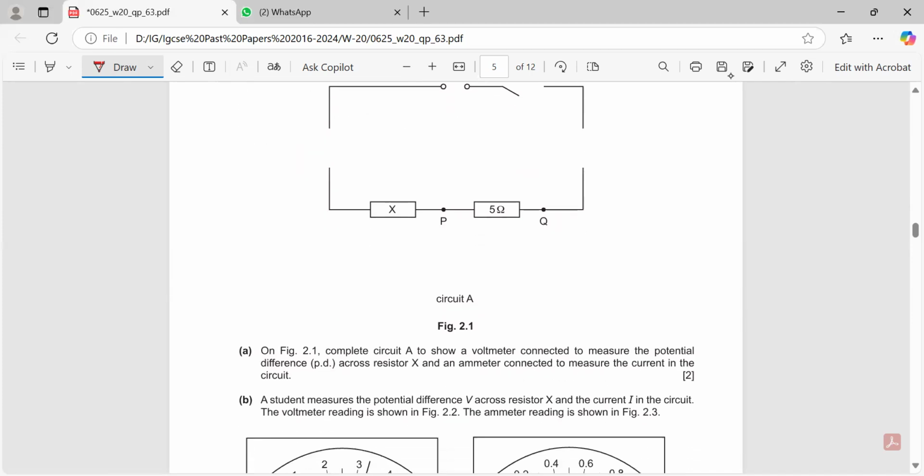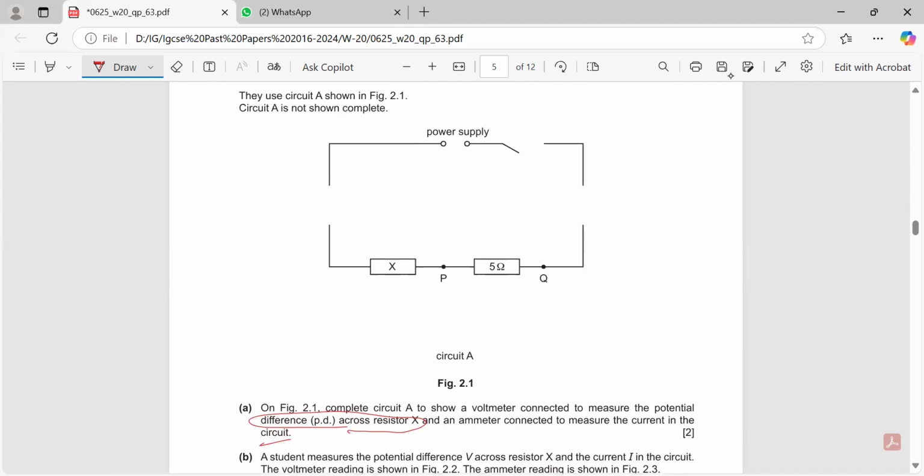On figure 2.1, complete circuit A to show a voltmeter connected to measure the potential difference across the resistor X, and an ammeter connected to measure the current in the circuit. My dear friends, an ammeter is always connected in series in the circuit to measure the current, and a voltmeter is always connected across the component where we need to know the potential difference. So we can connect the voltmeter this way and just simply join this line. You will score 2 marks.